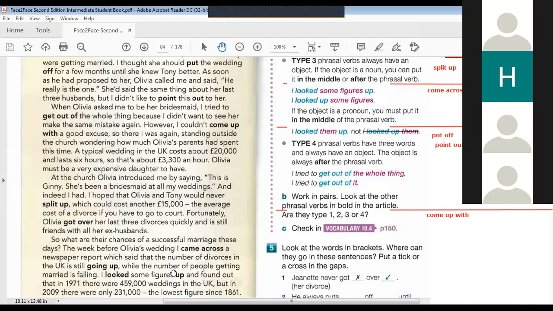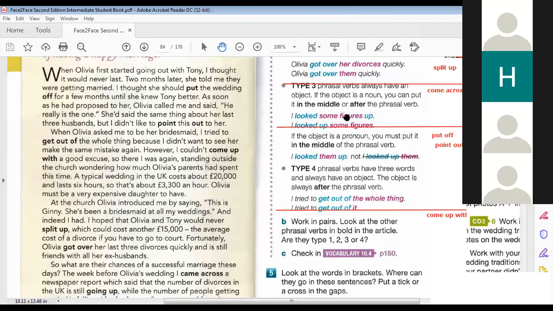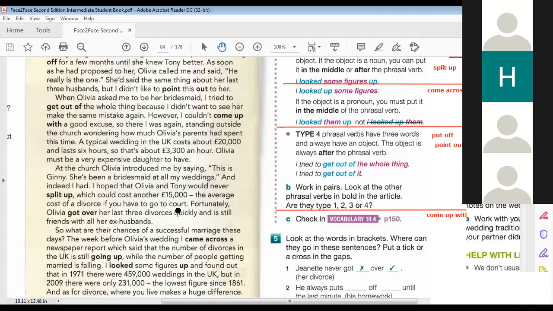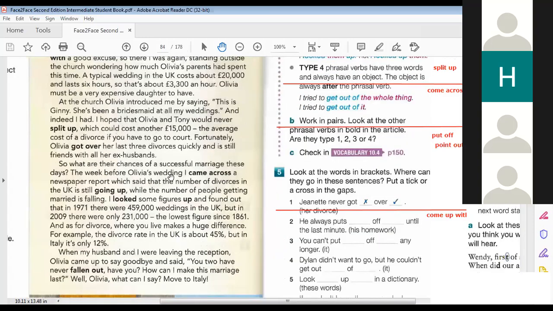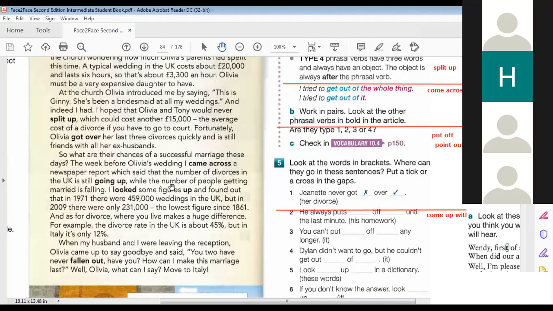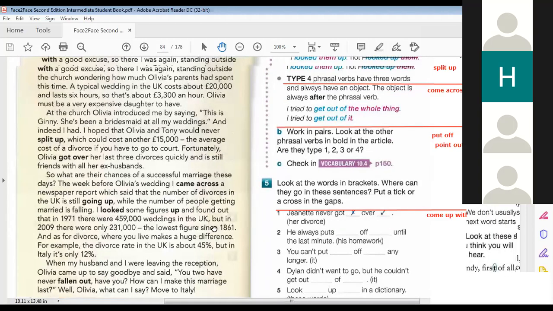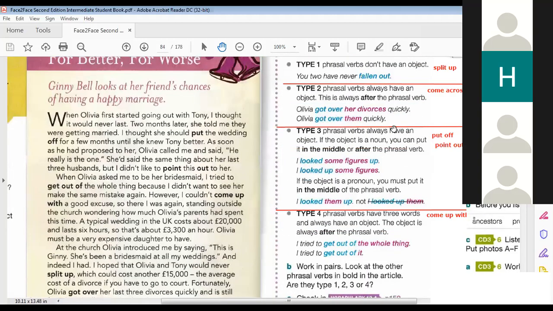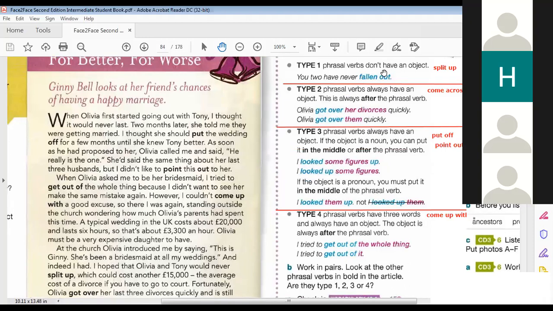I looked some figures up. It's in the example. This is type 3. It's already answered. Okay. Let's see the next one. Fallen out. You two have never fallen out. Type 1, and it's used in the example.